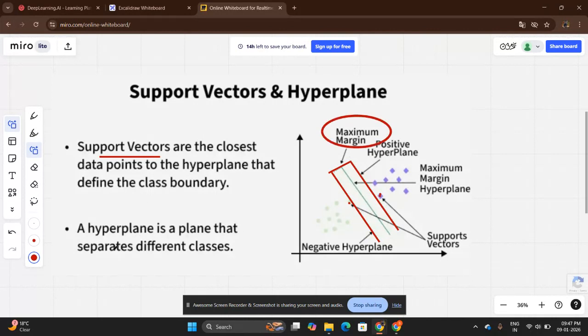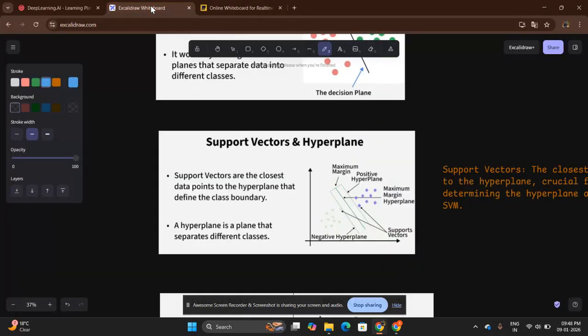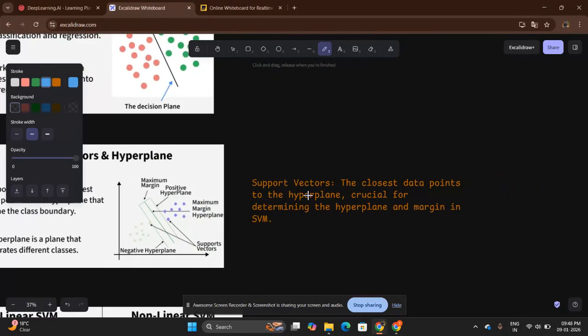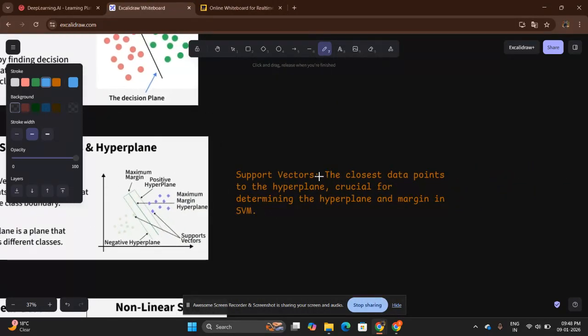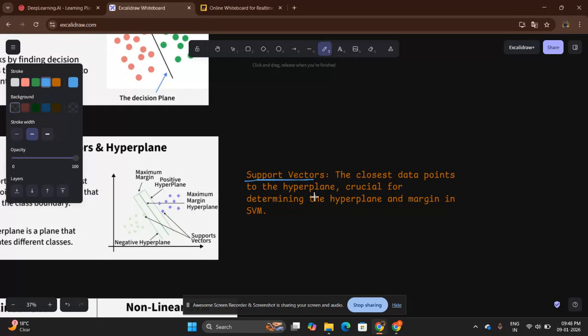A hyperplane is a plane that separates the two different classes. I hope you got an idea how the hyperplane divides the two separate classes, what the support vectors are, what the boundaries are, and what the margin is. I hope you have a better idea about it. The support vector definition is also given over here: the closest data point to the hyperplane, crucial for determining the hyperplane.